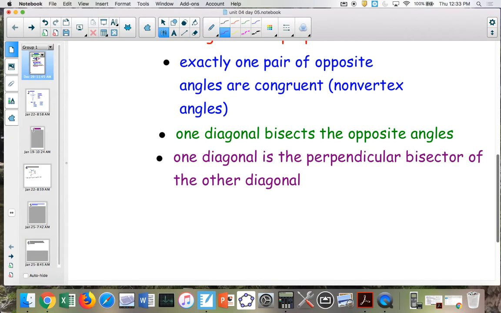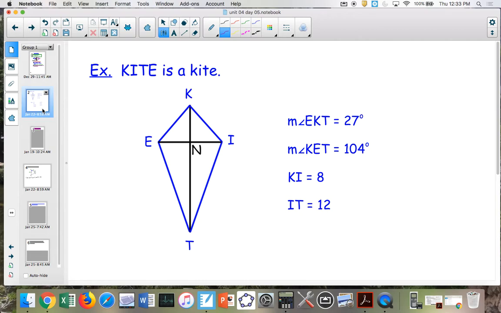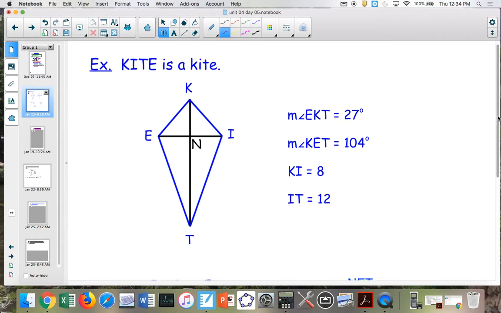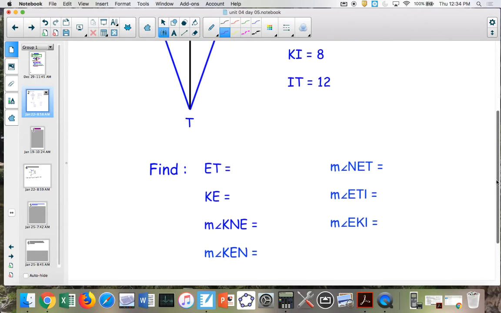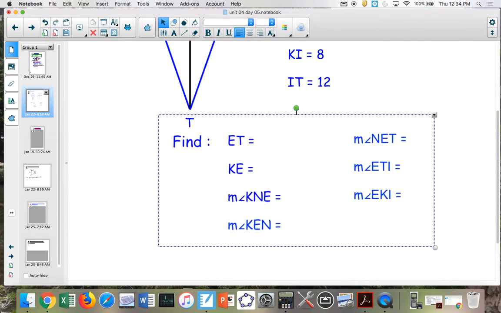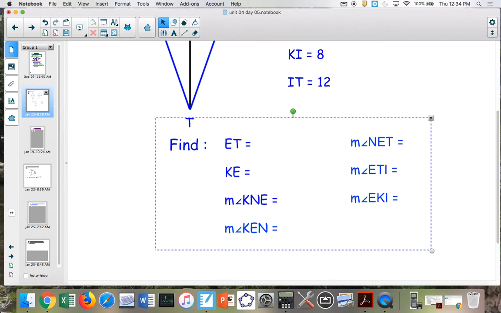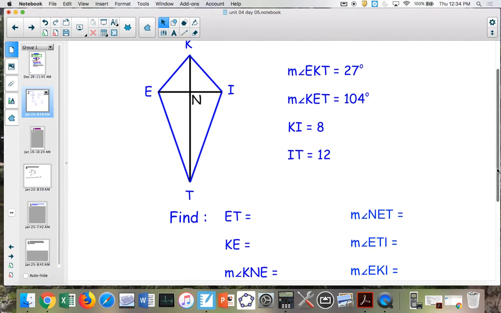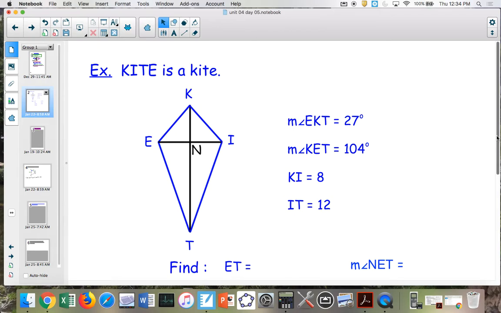So let's look at an example. Here we have a kite, and I give you certain information. And then I'd like you to find all those values. So my suggestion whenever you see a problem like this is don't worry about the specific pieces we're trying to find at first. Let's label the picture with everything you have, and from that, let's try and label everything else in the picture we can come up with. Then we'll worry about answering the questions.